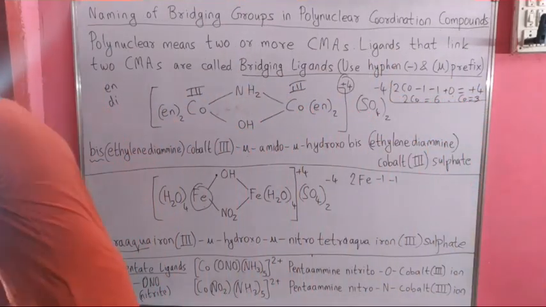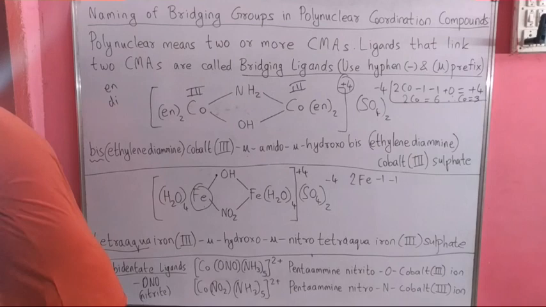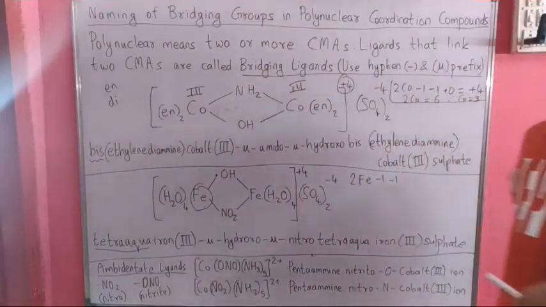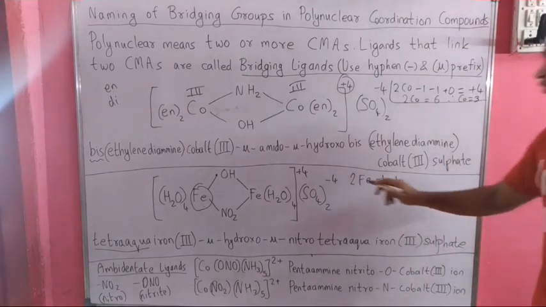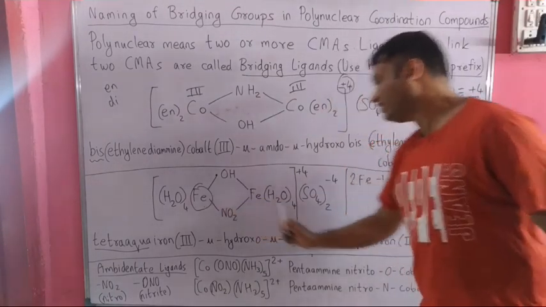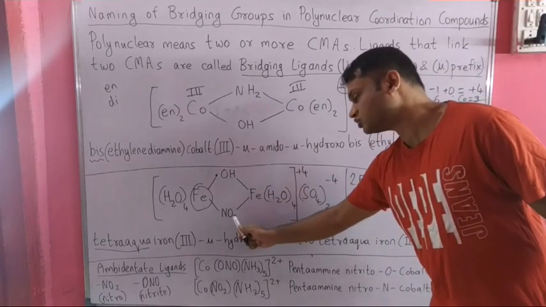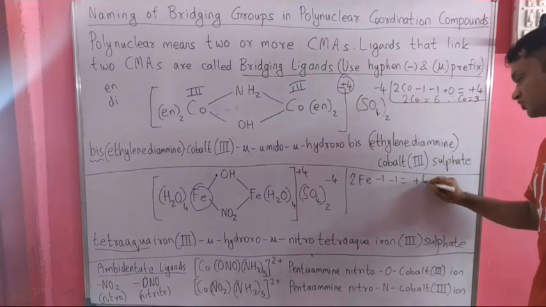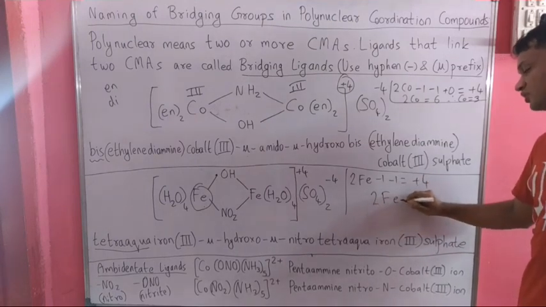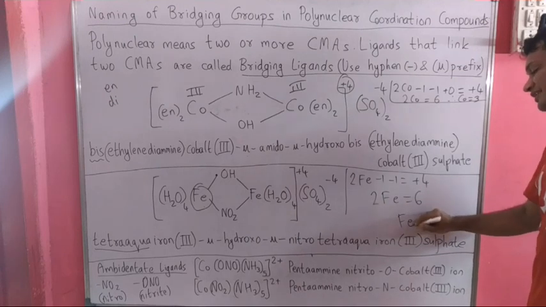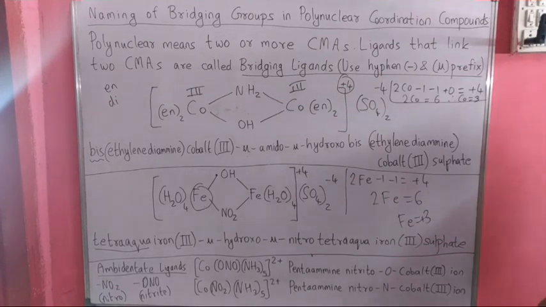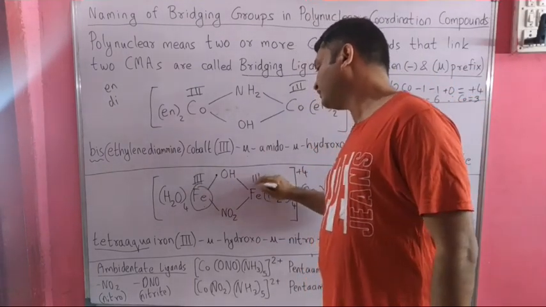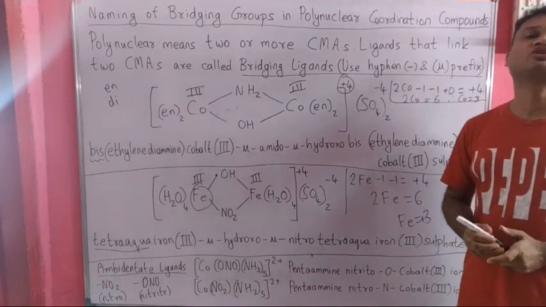Can you find the value of the oxidation number of iron? In this case, the oxidation number of iron will again come out to be 3. Let us calculate: 2 times Fe, -1 for the hydroxo group, -1 for the NO2 group, equals +4. So 2 Fe is equal to 6, which gives each Fe the oxidation number +3. So this Fe is +3 and this Fe is also +3.